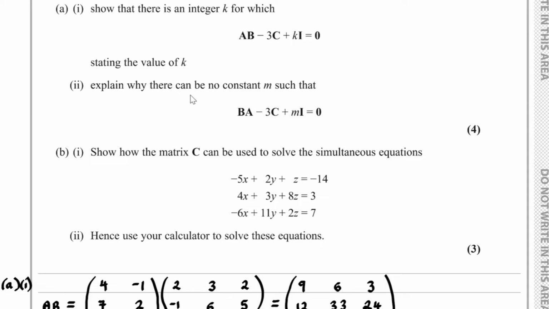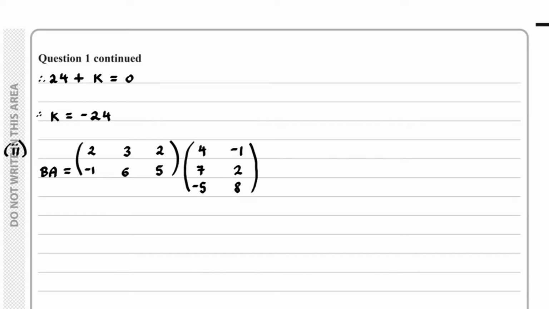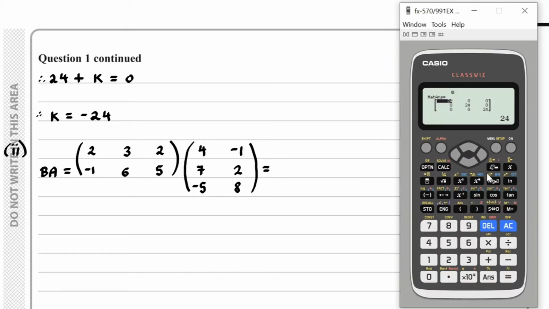Next, we have to explain why there can be no constant m such that BA subtract 3C plus mI equals 0. So, for the next part of the question, let's first of all work out what BA is. We've got the matrix B being multiplied by the matrix A. We can use our calculator. We have matrix B times matrix A, and it turns out we get this 2 by 2 matrix 19, 20, 13, 53.